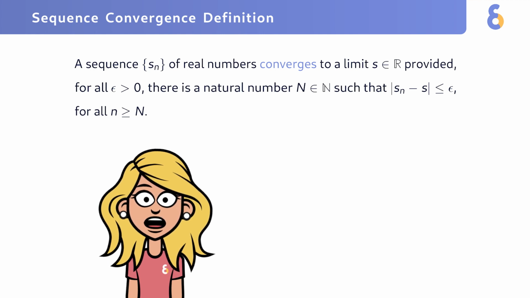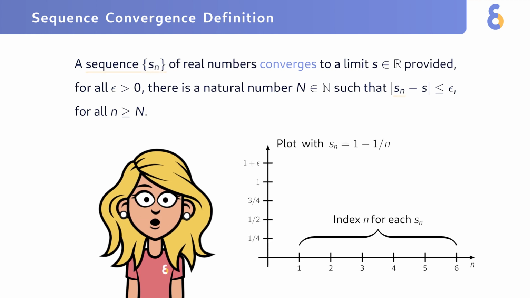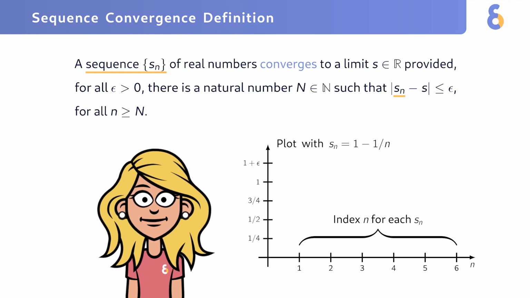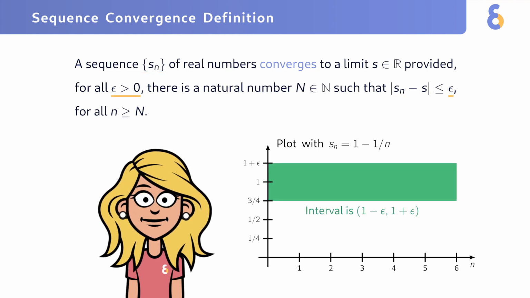Okay, that sounds pretty abstract. Let's check out what this means with a picture. Suppose Sn is given by 1 minus 1 over n, which converges to 1. Along the x-axis, we show the index n for each Sn. Along the y-axis, we show the value of Sn. We use a green bar to show the interval from 1 minus epsilon to 1 plus epsilon.